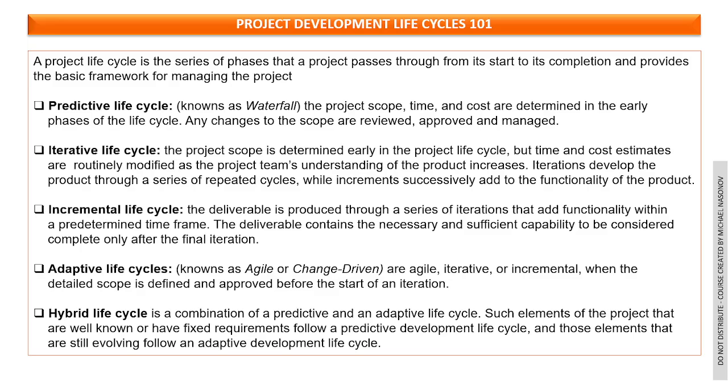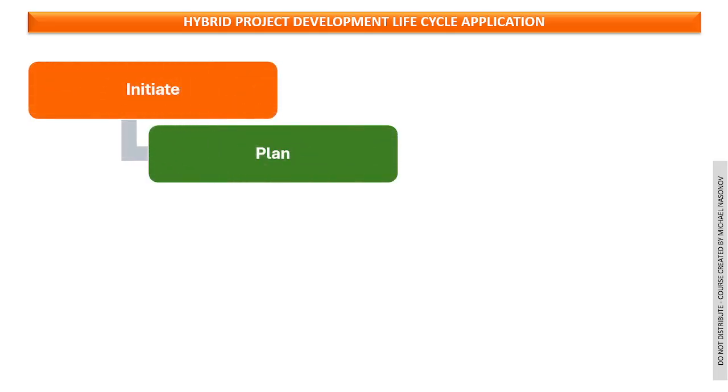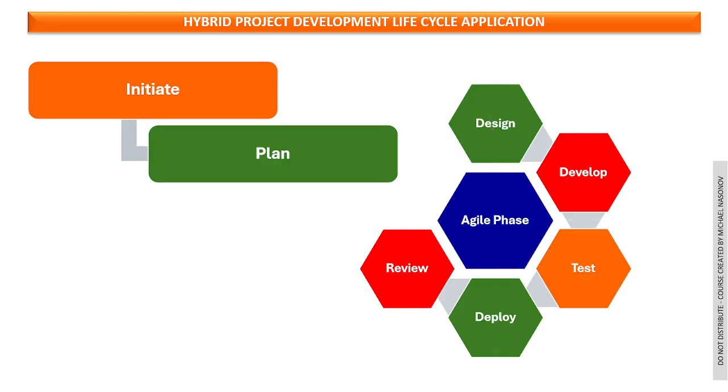Let's take a look at the hybrid life cycle. It consists of two parts. First of all, you initiate the project and you do a full planning phase. Then you continue with software product design, develop, test, deploy, review, and so on in sprints as agile. This is the best software product development life cycle so far on the market.